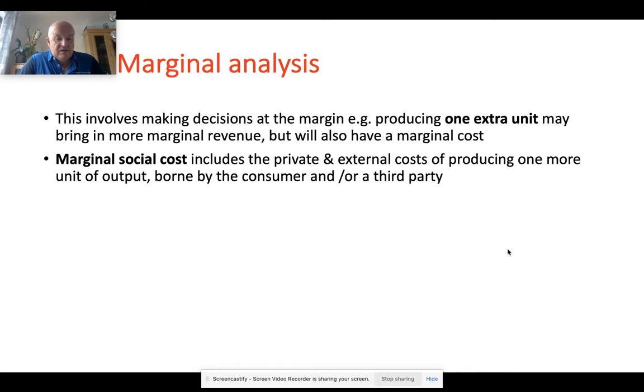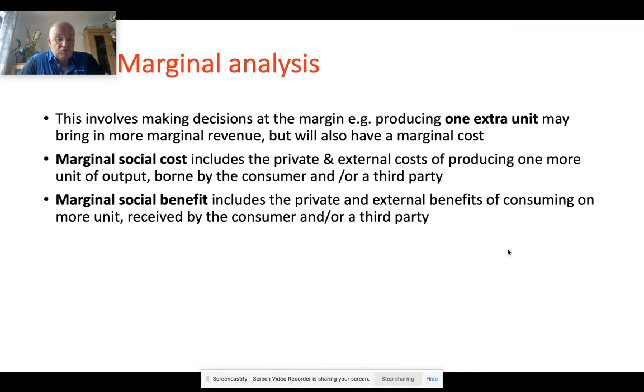In this instance, if we're talking about the marginal social cost, that's including the private costs and the external costs of producing one extra unit of output, and that obviously is then borne by the consumer and or a third party, if that third party is affected by the consumption or the production of that particular good.